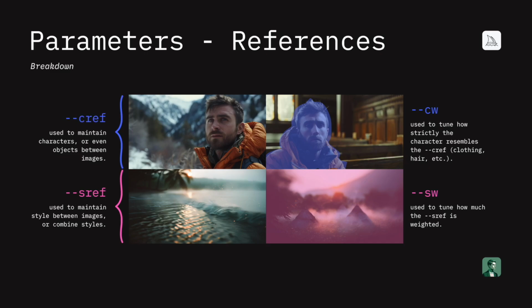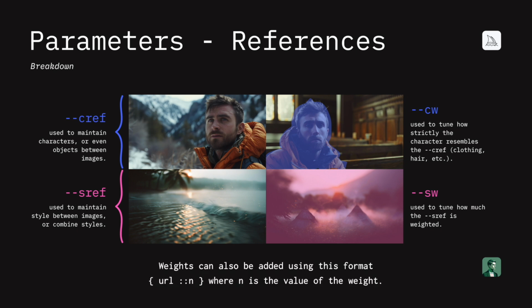Okay, and finally we have references. These are relatively new features for Midjourney, and they are extremely powerful. Style reference is used to maintain style between images or to combine style from previous images. So you'll basically take a URL of an old image that you've generated, or just a regular image from anywhere, and you plug that into the end of your prompt using style reference, and it will use the style of that image in combination with any other images that you've put there and with the prompt to create the new image. The style weight, or SW, is used to tune how much those images are weighted in the prompt.